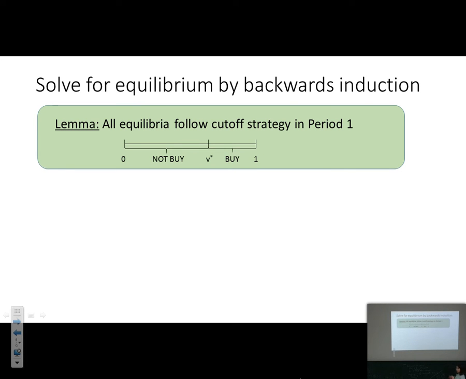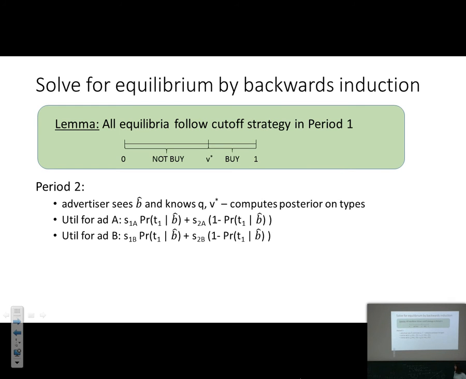Okay. Because this is a pretty simple game, for a fixed Q, we can just solve equilibrium using backwards induction. And we're going to need the following lemma that says in the first period, there's always a cutoff strategy of the consumers, where there's some marginal value V star, and if you have a value above that, then you buy, and a value below that, then you don't buy. So in period 2, the advertiser sees this noisy bit B hat, and knowing the entire game, knows Q and knows V star, computes a posterior on the types. And this is some possibly complicated function that we're not going to write down today.